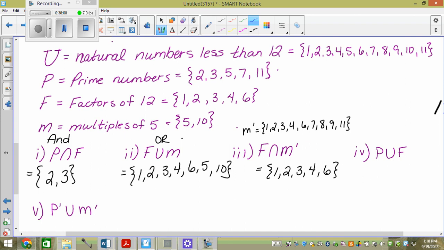And then P or F, P union F. I could write P union F too, right? I don't have to give you the symbol, I can write the words. If you forget what symbol that is, remember you're going to have a formula sheet tomorrow, you can look at it. So P or F, I would list all of P: 2, 3, 5, 7, 11. And then F: 1, 4, 6. And then if I were actually doing this, I would go 1, 2, 3, 4, 5, 6, 7, 11.